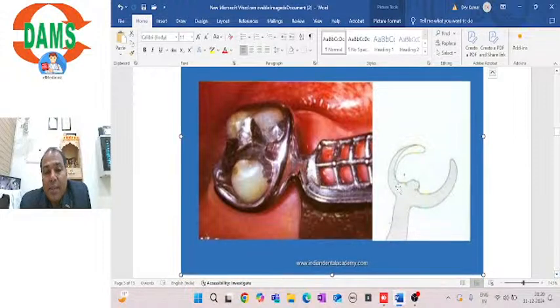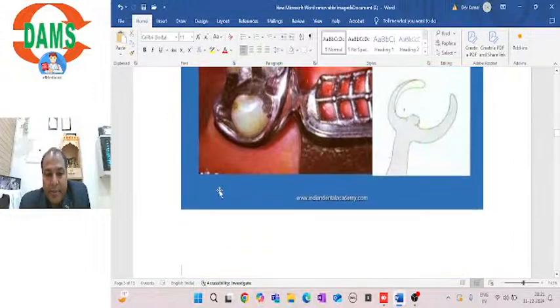एक और क्वेश्चन आता है बेटा कि Kennedy's class 3 में रेस्ट सीट कहाँ दी जाती है? Remember this, in the Kennedy's class 3. Why? Because the clasp will be engaging the undercut in the far zone, so the rest seat and the rest will be coming adjacent to the edentulous area. Very important question. So the rest seats will be given adjacent to the edentulous area, but the clasp will engage the undercut away from the edentulous area, that is far zone. Okay, right.